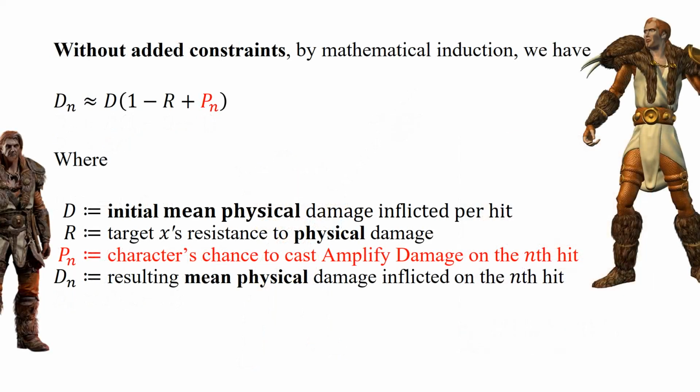You're probably wondering at this point, and I want to draw your attention to this, because this is where a lot of the nuance in this derivation lies. Why have we not yet made P sub n constant? That is, why are we still worried about the character's chance to cast Amplify damage on the nth hit? The reasons for this are inobvious, but I'll motivate some questions that might start to make clear why we have yet to make such a substitution.